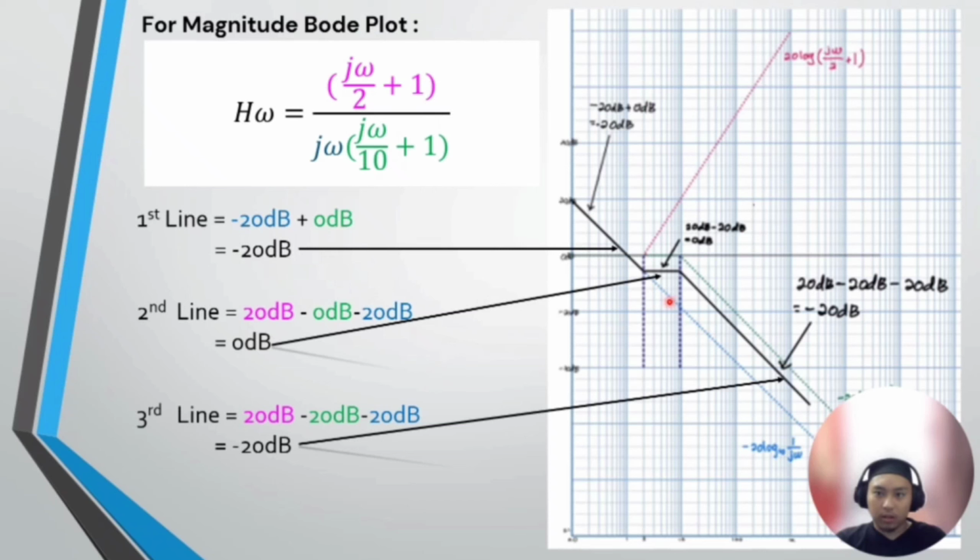The line will go straight until 10. Now the third part is starting from 10. We have three lines, the purple, green, and blue.